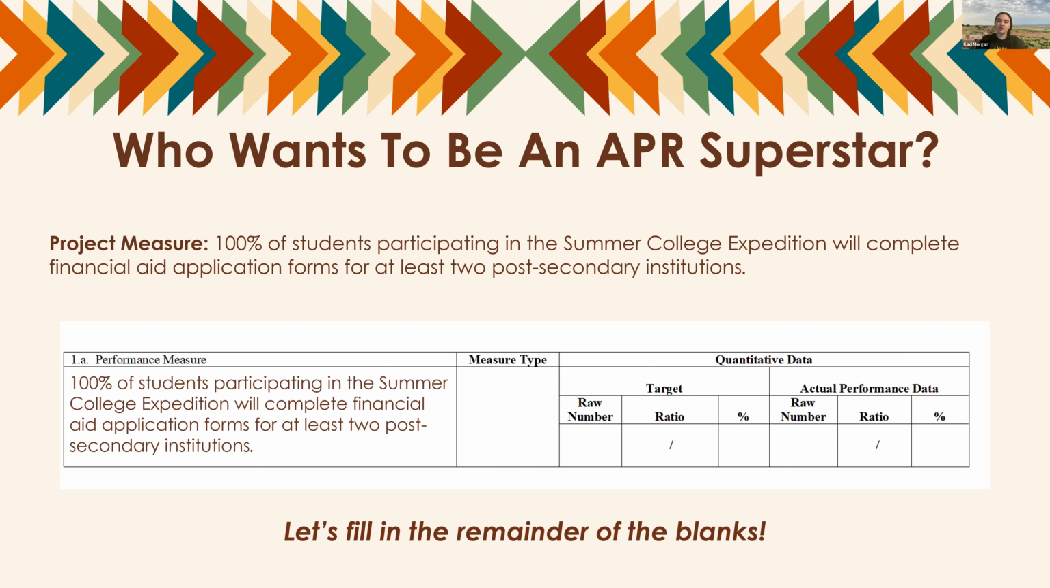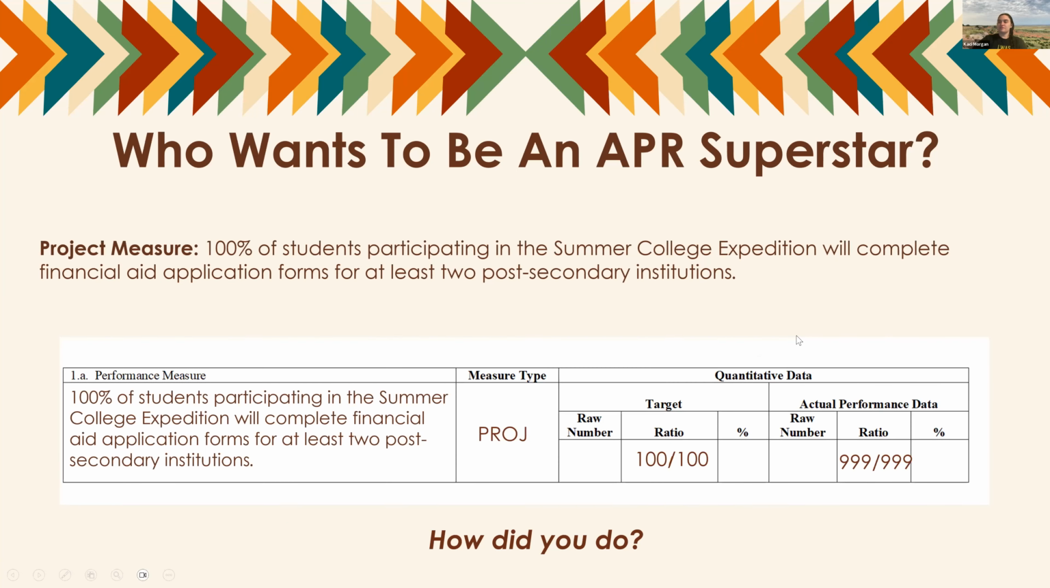Okay, we're gonna go ahead and go over the responses. So this is what yours should look like. You should have said that you would leave the raw number and percentage boxes blank. And then the other boxes, you have your project objective, then you have your measure type. So you would put PROJ in that dropdown. Then you have the target ratio.